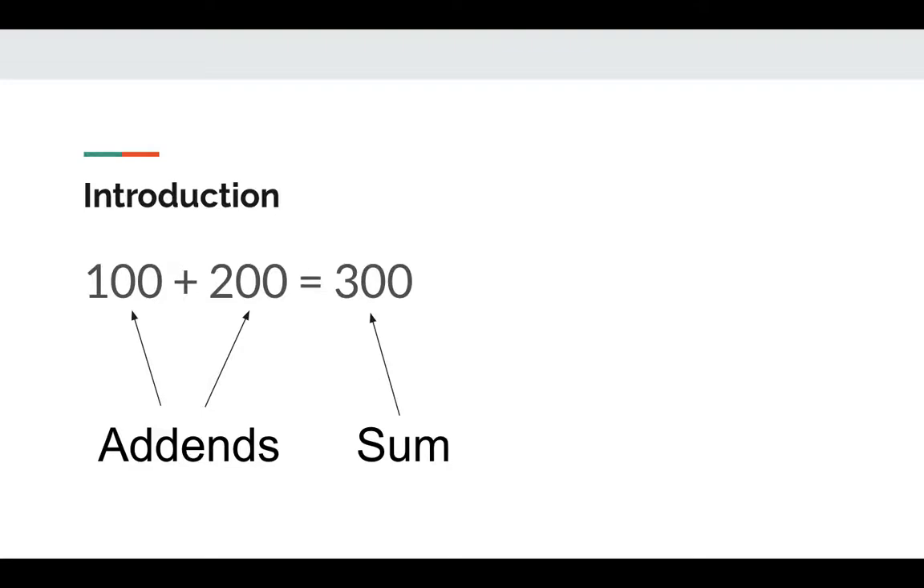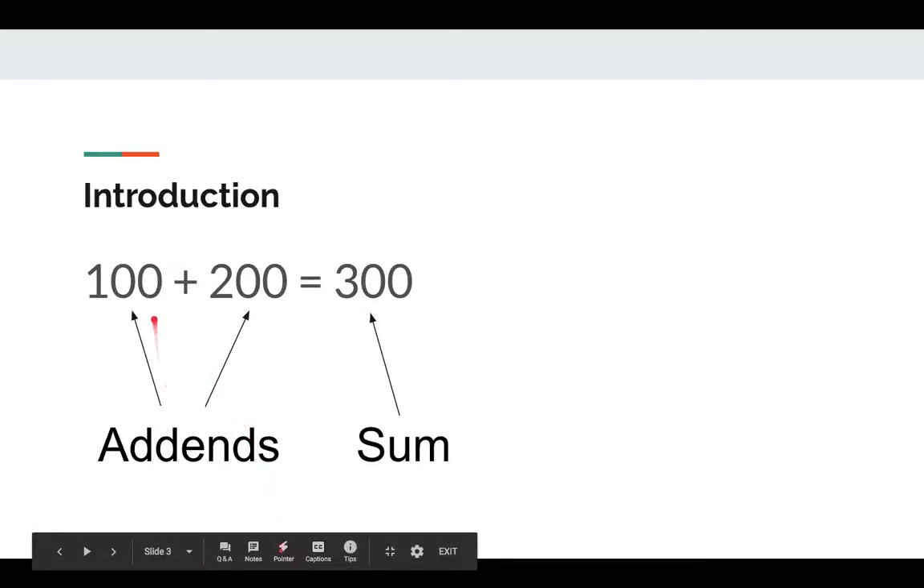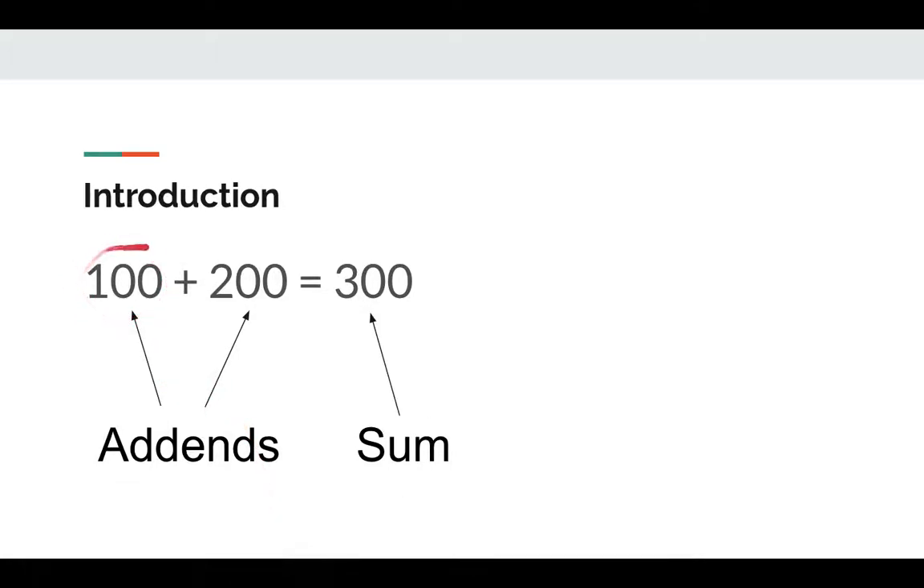Before we get into the properties, let's do a little bit of a review of some vocabulary. When we are adding, the numbers that we add are called the addends. So in this number sentence or equation, we have 100 and 200. Those are the addends, the numbers that we are adding together. When I add those, the sum is the answer.